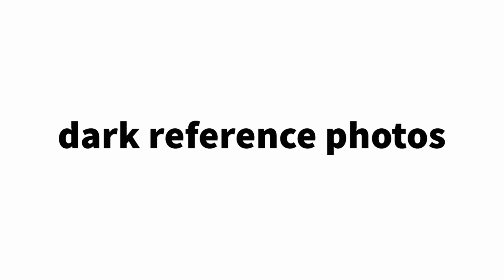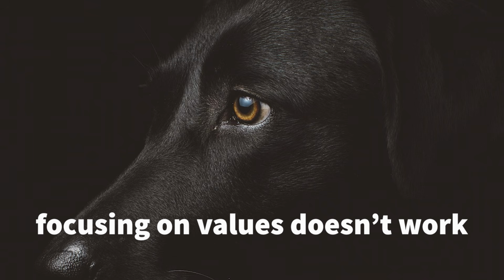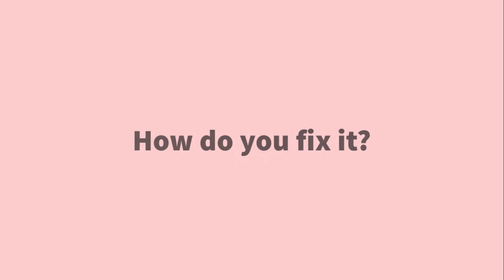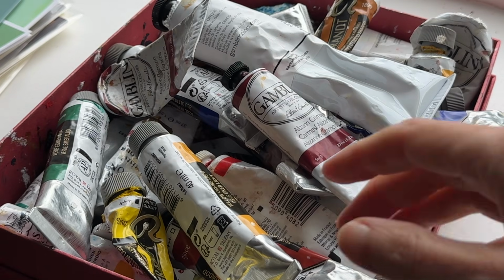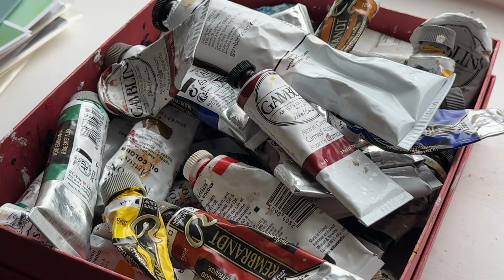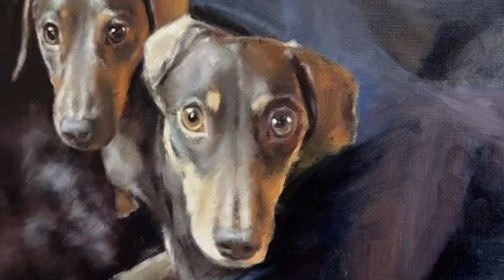Dark reference photos look simple at first, less colour, less distraction, but they're often the hardest to paint. When your values are compressed, everything starts to merge together and value alone can't create separation anymore. So how do you bring structure and clarity back into a dark painting? In this video, we'll break down the key tools that make all the difference. I will use this recent animal commission to help illustrate my points.